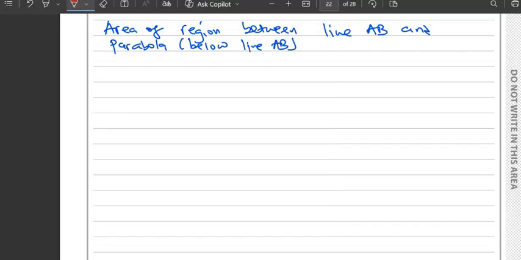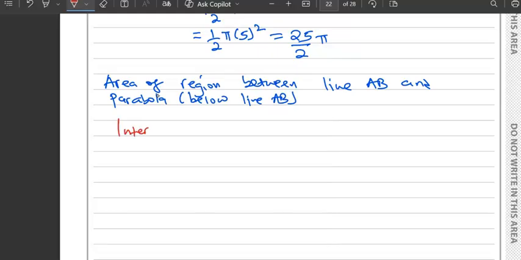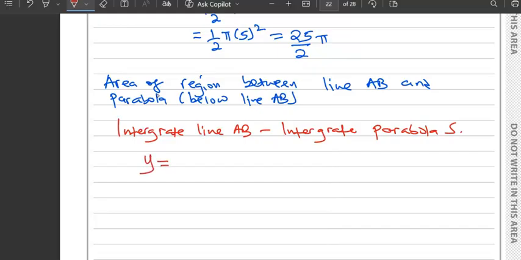We'll integrate line AB, then we subtract, also we'll integrate parabola S. Of course, if we go by this, the equation of the parabola, if we replace the value of a with 3 over 32, will be 3 over 32 x squared minus 3 over 2 x minus 3.